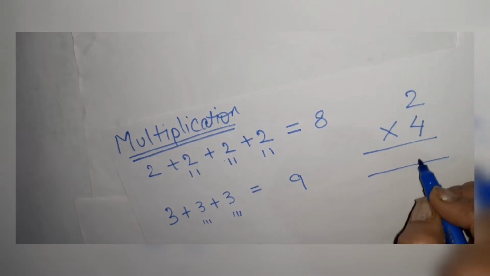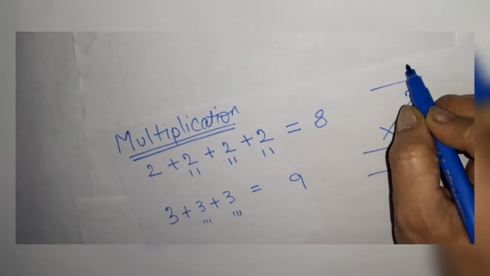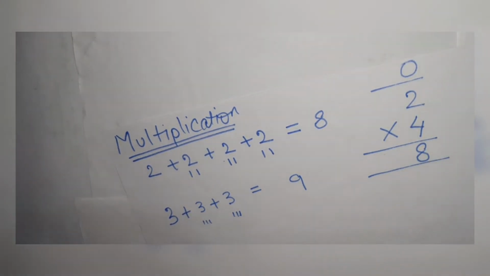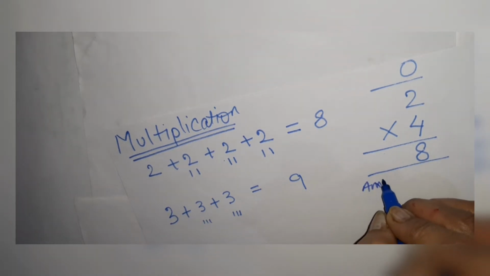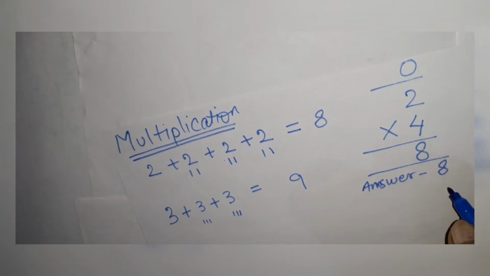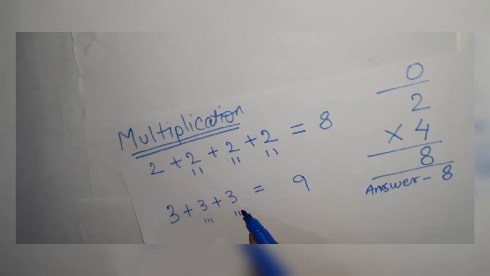Four 2's come to 8. This is the ones place, so I write here ones. This is the unit's place. So four 2's are 8. The answer will be 8. Now this is 3 plus 3 plus 3.